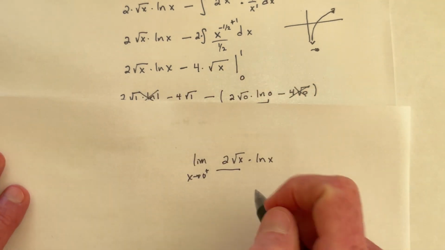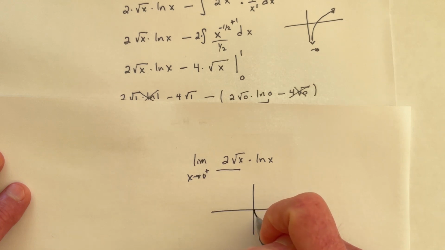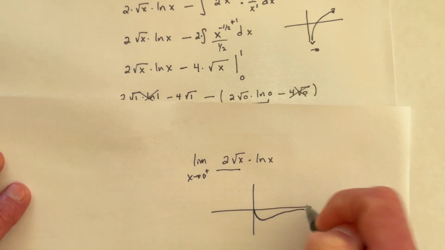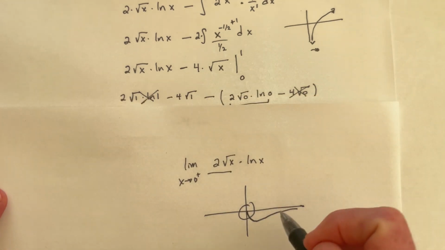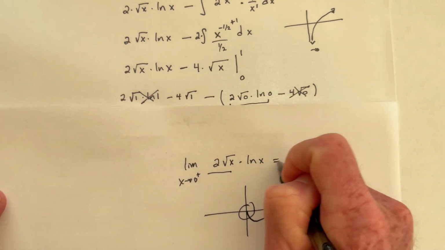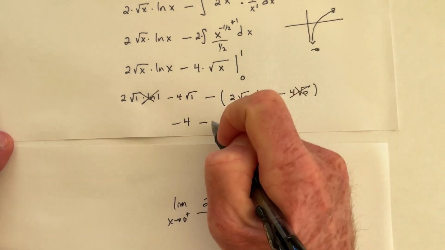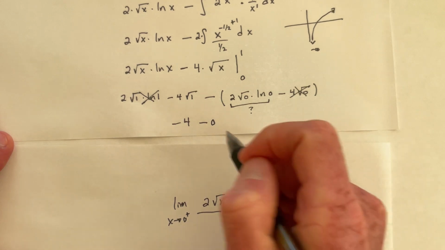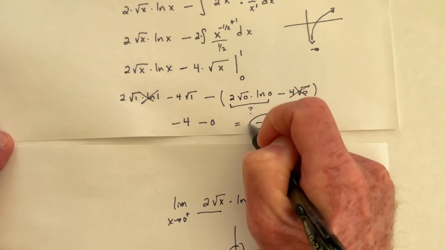So the graph actually looks like this. And so as you get closer and closer to 0, the y value is 0. Okay, so to finish this one up, this question mark turns out to be a 0. So the final answer is a negative 4, and a negative 0 makes a negative 4.